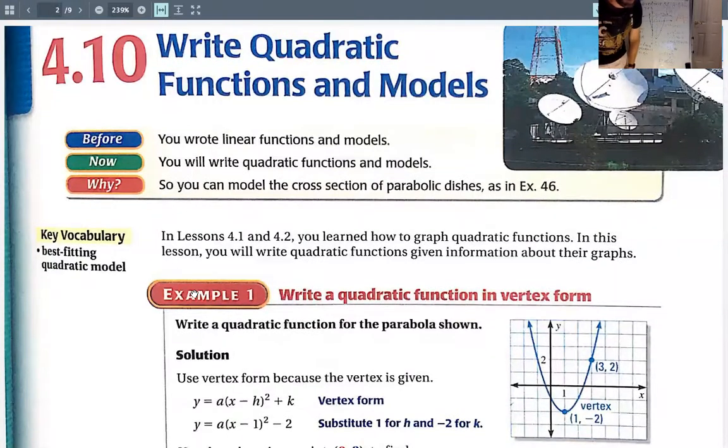Oh, I'm giving you the solution. That's fine. Example 1, write a quadratic function for the parabola shown. So you can see how they're telling you to start it out. This is the last piece, and on your test, you're going to get this. They give you the graph. Can you write the equation? So there's your graph. See if you can write the equation. Don't look at the hints.